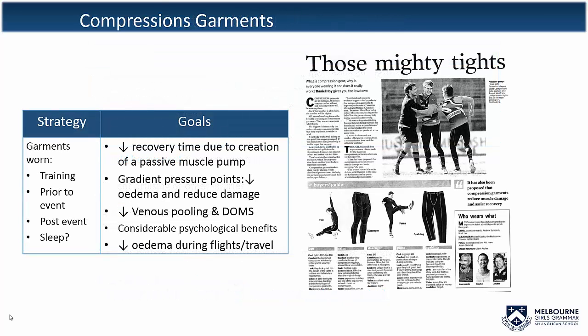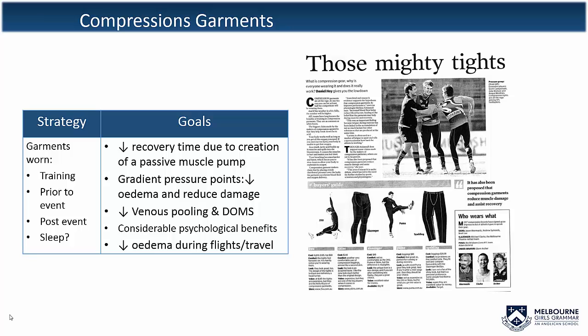So something else that VCAR like to look at is compression garments. And compression garments can be worn in lots of different areas. They can be worn during training. They can be worn during sleep. I know 2 times a year has come up with sleep ones, performance ones, recovery ones, prior to an event or post-event as well. So the idea behind the compression garment, and definitely the jury's out as to how successful this actually is, is that it's supposed to create a passive muscle pump. So by constricting or pushing on the muscles, it is supposed to decrease venous pooling and delayed onset muscle soreness.